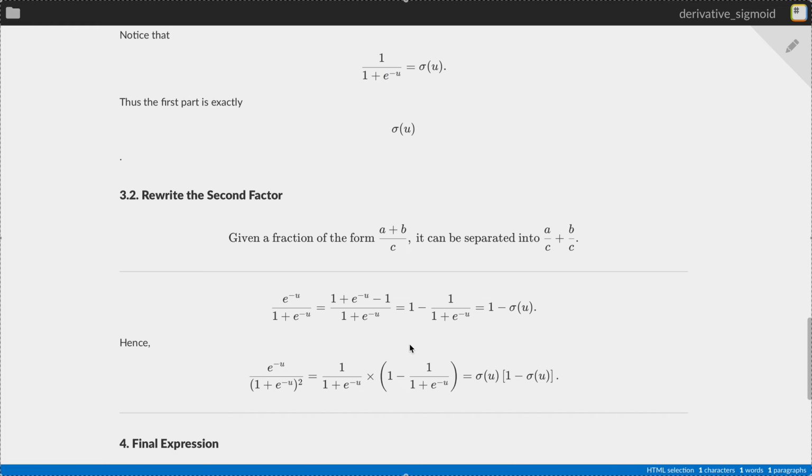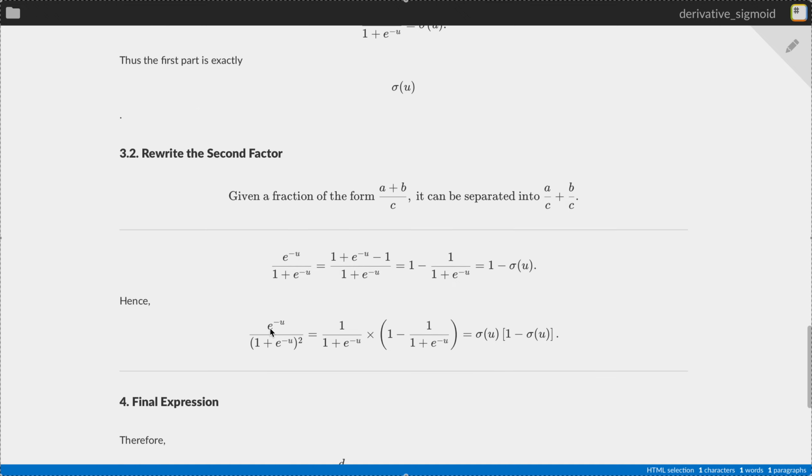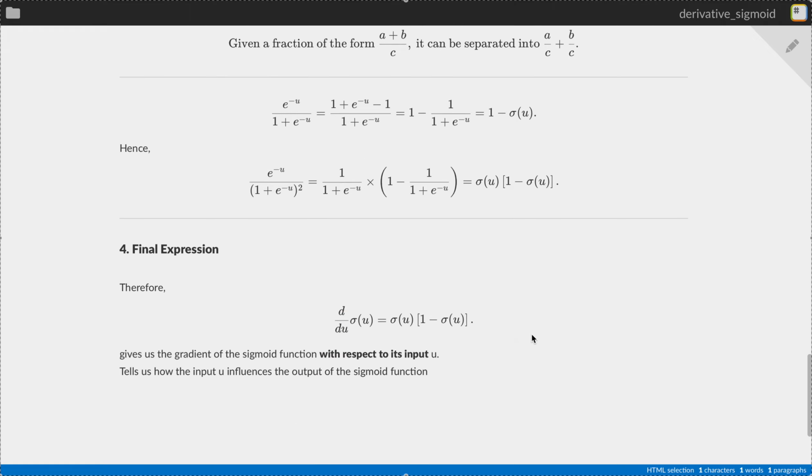And now we can put the whole thing together, and we can say that e to the negative u over 1 plus e to the negative u squared is equal to 1 over 1 plus e to the negative u, which is simply the sigmoid u, multiplied by 1 minus 1 over 1 plus e to the negative u. So we're left with 1 minus sigmoid u. So this is the final differentiation. So sigmoid u times 1 minus sigmoid u. And this gives us the gradient of the sigmoid function with respect to its input u. So it tells us how the input u influences the output of the sigmoid function.